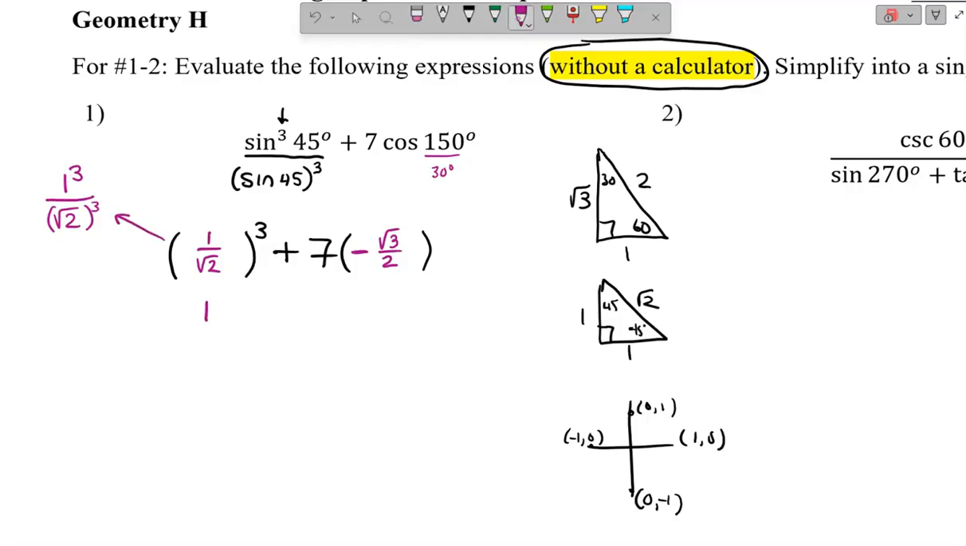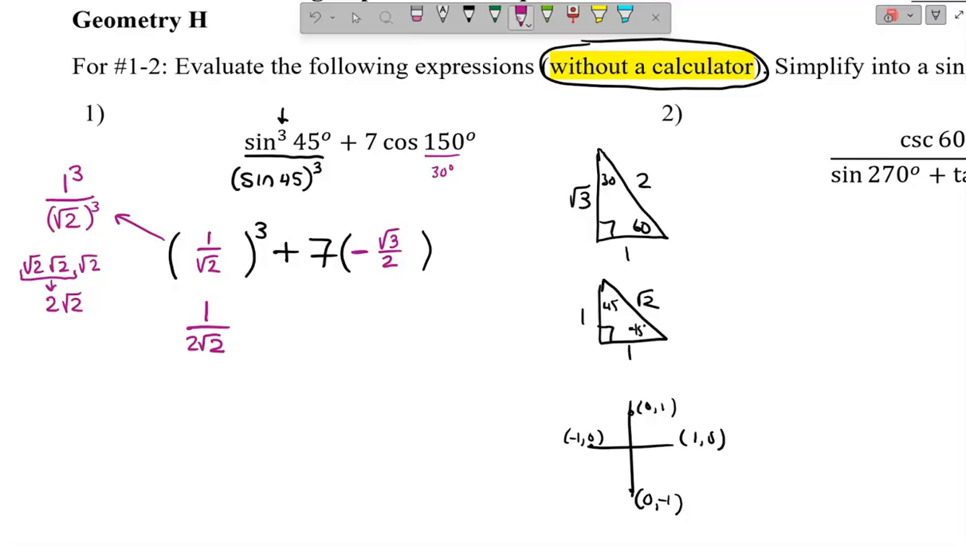1 cubed is just going to be 1. Now root 2 to the 3rd power, there's lots of different ways to handle this, but I think the easiest is to look at it written out like this and recognize that this is just going to be a perfect square. It's the square root of 4, which is just 2. And then leave that other root 2 in the problem like so. So 1 over root 2 raised to the 3rd power is actually equivalent to 1 over 2 root 2.